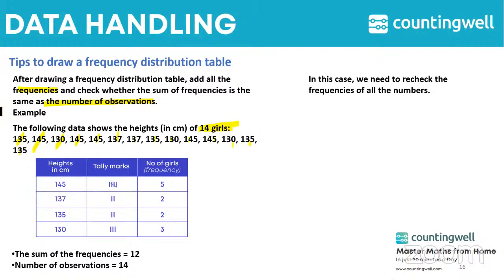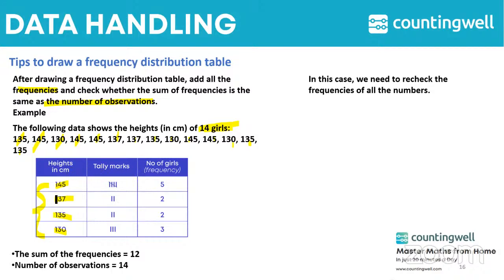Now what we are going to do, we are going to write the category which is heights. So the observations would be 145, 137, 135, 130. Other than these four numbers, there are no other numbers included in the data set. So we are writing these four numbers under the category heights in centimeter. Then we are going to write tally marks.